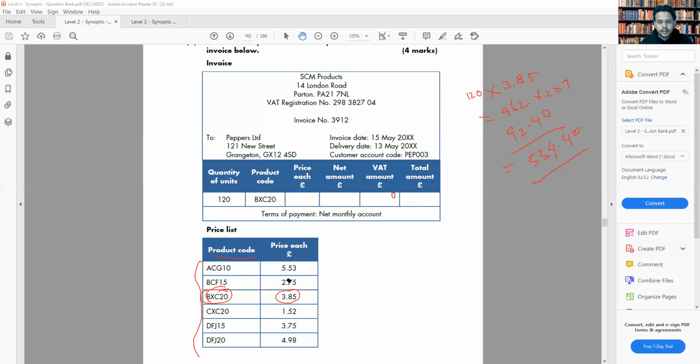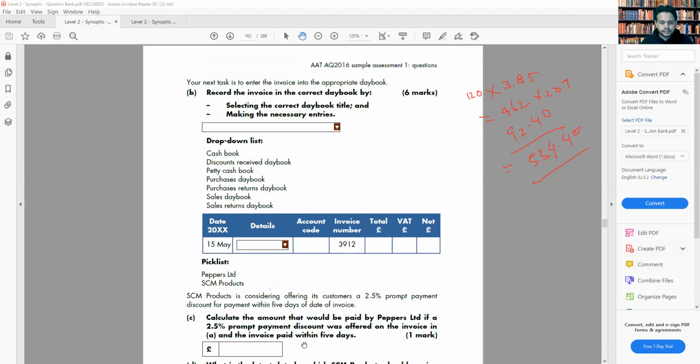What is the next requirement we have? Your next task is to enter the invoice into the appropriate daybook. Select which daybook you're going to use. Of course, if I send an invoice to the customer, I'm going to record it on the sales daybook, isn't it? If I sell something to a customer and send the invoice to them, that's my credit sale. So I'm going to record it on the sales daybook.